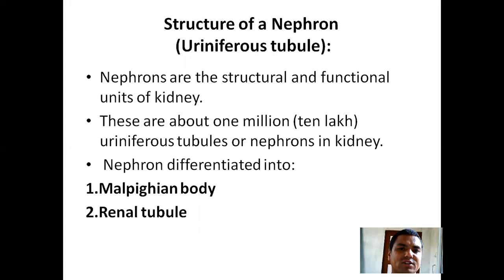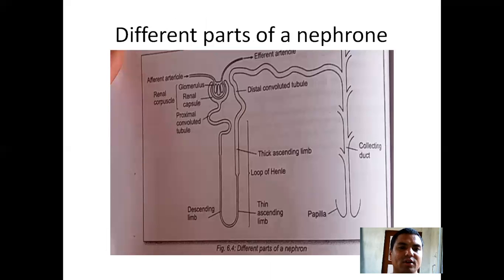Now, let's know about the structure of the nephron or the uriniferous tubule. Nephrons are the structural and functional unit of the kidney. There are about 1 million in each kidney. A nephron is divided into two parts: the Malpighian body and the renal tubule. In the structure of the nephron, you can see the cup-like Bowman capsule, and the PCT, the proximal convoluted tubule, a coiled tube. The descending limb and ascending limb form a U-shaped structure, the loop of Henle. Then again a coiled tube, the distal convoluted tubule, which is connected with the collecting duct. Numerous nephrons connect with the collecting duct and collect the urine in the urinary bladder.